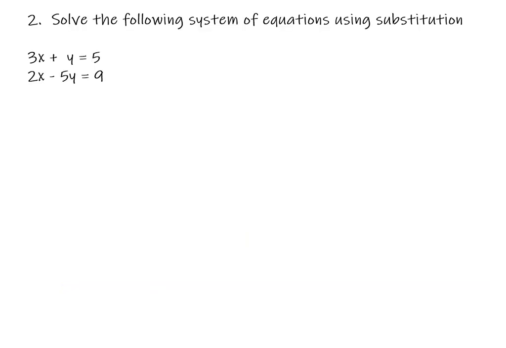Like it says in your notes, we're going to start by isolating one variable in one of the equations and then substitute that into the other equation. This method works best when you have a variable that has a coefficient of 1 or -1, because then it makes it easy to isolate.